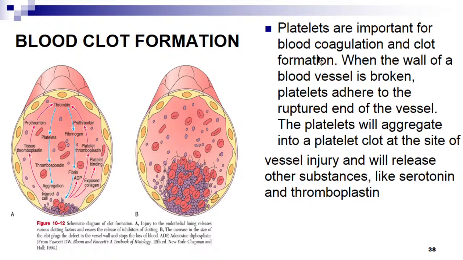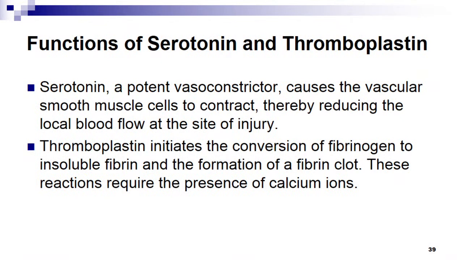Platelets are important for blood coagulation and blood clot formation. When the wall of the blood vessel is broken, platelets adhere to the ruptured vessel, which is named the agglutination of platelets. The platelets will aggregate into the platelet clot at the site of vessel injury and will release other substances like serotonin and thromboplastin outside. Effect of it, we have the functions of serotonin and thromboplastin.